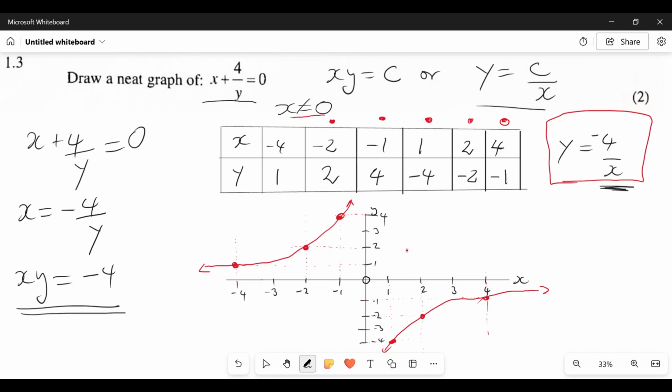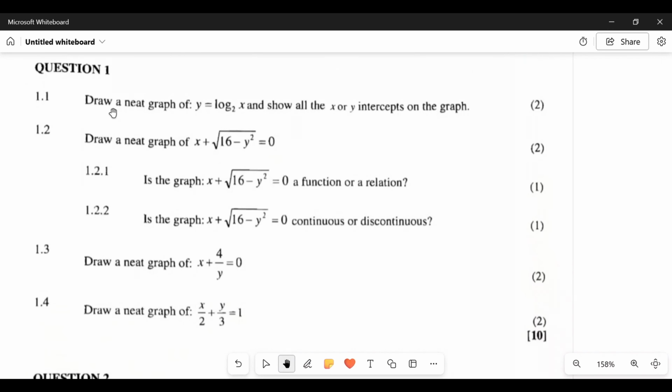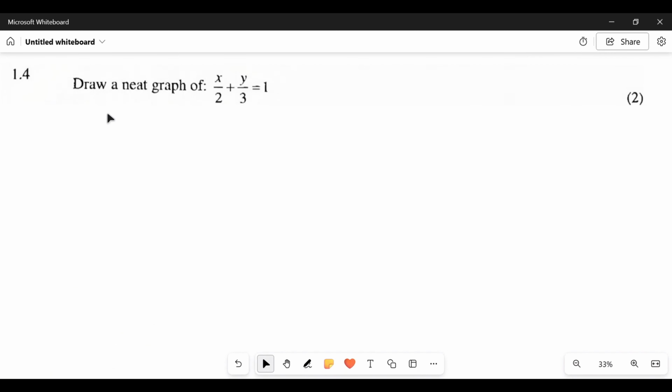All right, guys, we are done with 1.3. Let's go and do the last question, which is gonna be 1.4. Here's our question here. So we're gonna copy it, paste it where there is space, and let's solve it. All right, guys, here is our 1.4, the last question of question 1.